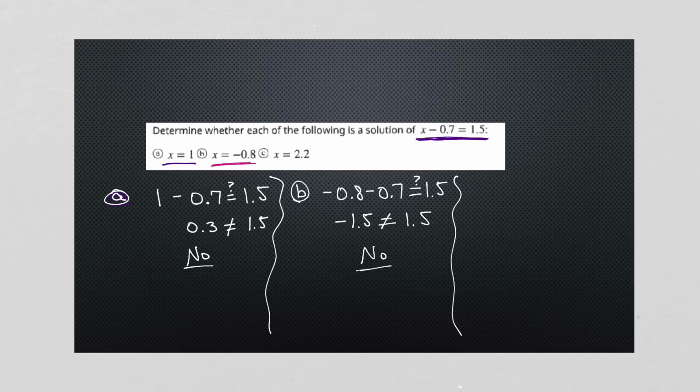So now let's try the last one. Part C has 2.2, so I'm going to put 2.2 in for x. 2.2 minus 0.7, does that equal 1.5? And whenever I do that math, I get 1.5, and that does equal 1.5. So I would say yes, x equals 2.2 is a solution.